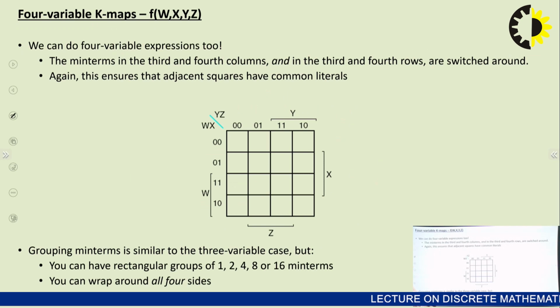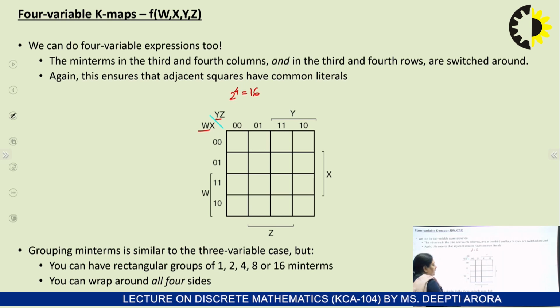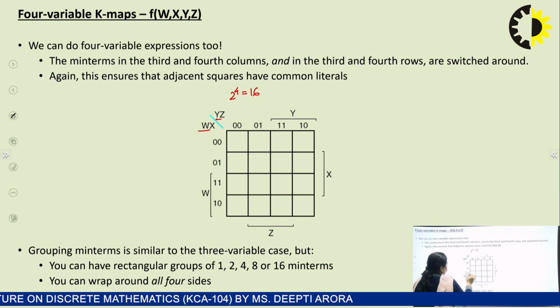Okay. Now the 4 variable K-map. In a 4 variable K-map, we have 4 variables. Again, 2 to the power 4, we get 16 min terms. Again, the rule is the same. We have to make the adjacent pairs 0, 0, 0, 1, 1, 1, 1, 0, 0, 0, 0, 1, 1, 1, 1, 0.